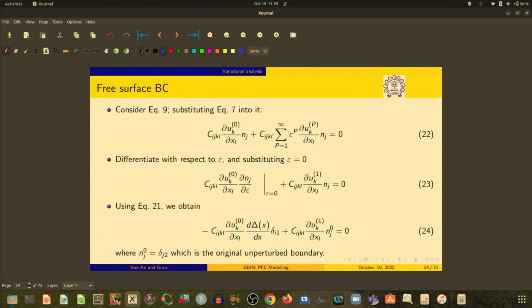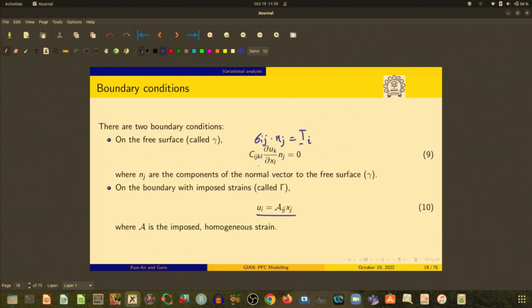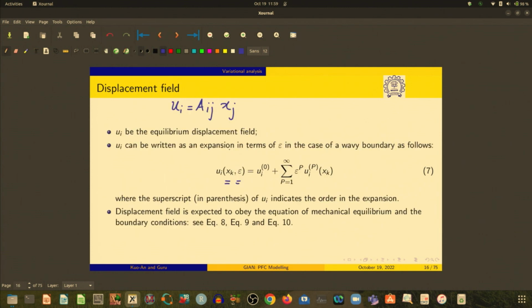Okay. Now, we can take the solution and substitute in equation 9. What was equation 9? Let us remind ourselves, and what is equation 7? Let us remind ourselves. Cijkl dou uk by dou xl nj is equal to 0. That is the traction boundary condition. That is what we want to substitute in. What do we want to substitute in this? We want to substitute the solution that we assumed, ui0 plus summation p from 1 to infinity epsilon to the p uip of xk. This is what we want to substitute in that equation.